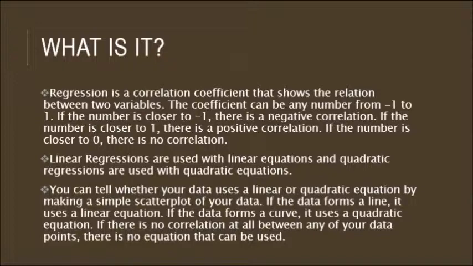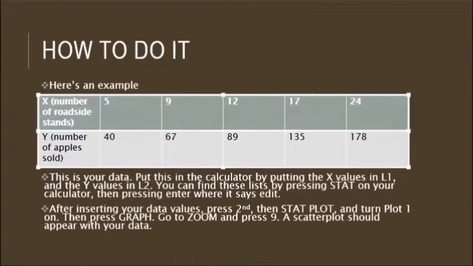You can tell whether your data uses a linear or quadratic equation by making a simple scatter plot of your data. If the data forms a line, it uses a linear equation. If the data forms a curve, it uses a quadratic equation. If there is no correlation at all between any of your data points, there is no equation that can be used. Okay, so now let's go through an example.